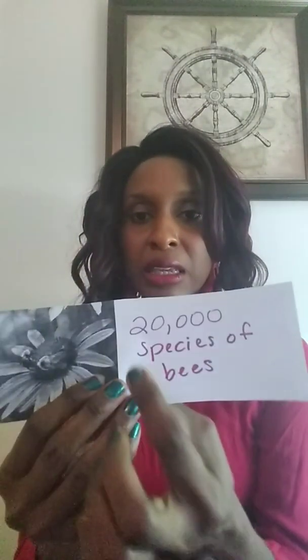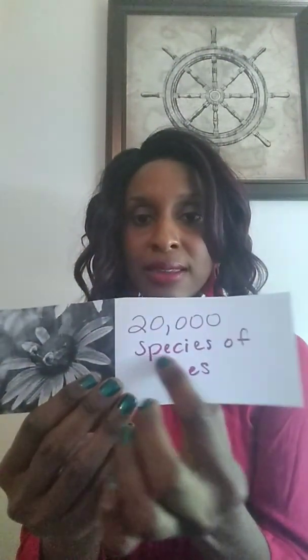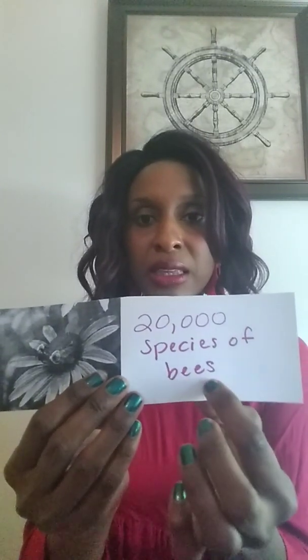First one are bees. Bees. And a fun fact about bees is that there are 20,000 species of bees. 20,000 species of bees. Did you know that?